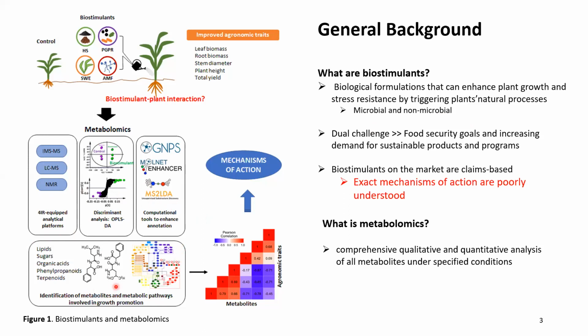Through metabolomics, we are able to identify metabolites and metabolic pathways that are involved in growth promotion and stress protection. Furthermore, through the quantification of these metabolites, we can then correlate them to agronomic traits, thereby helping to elucidate the mechanisms of action.